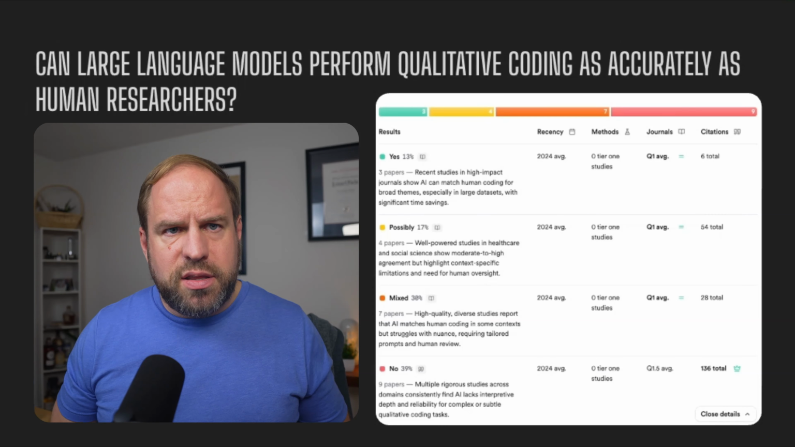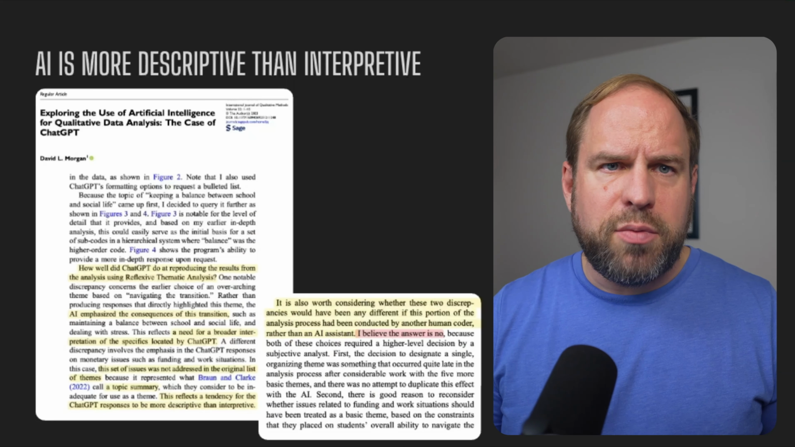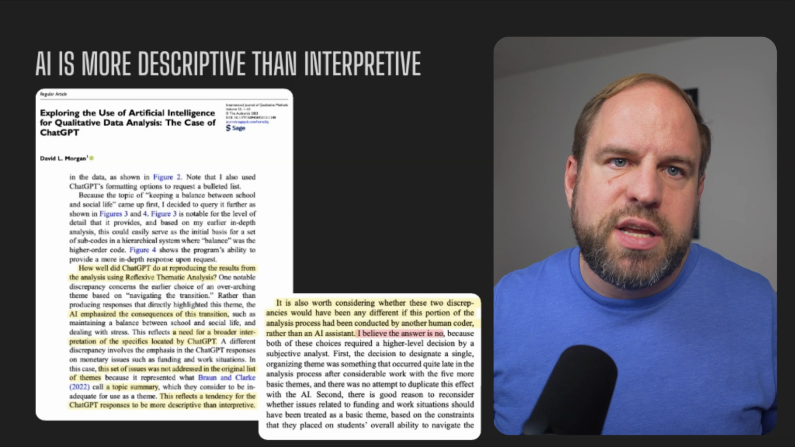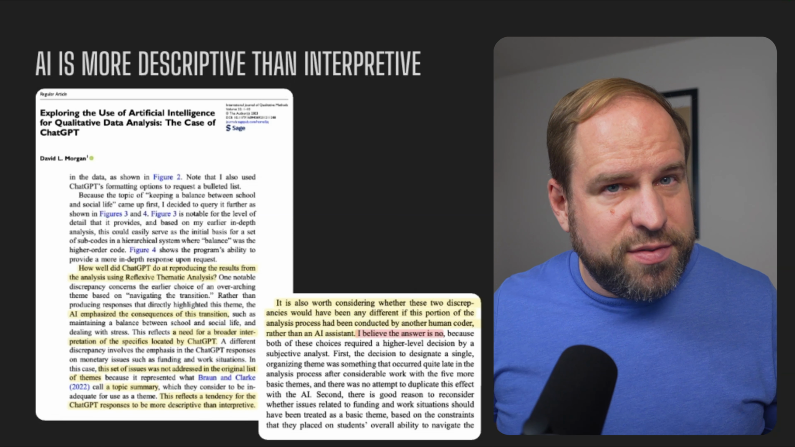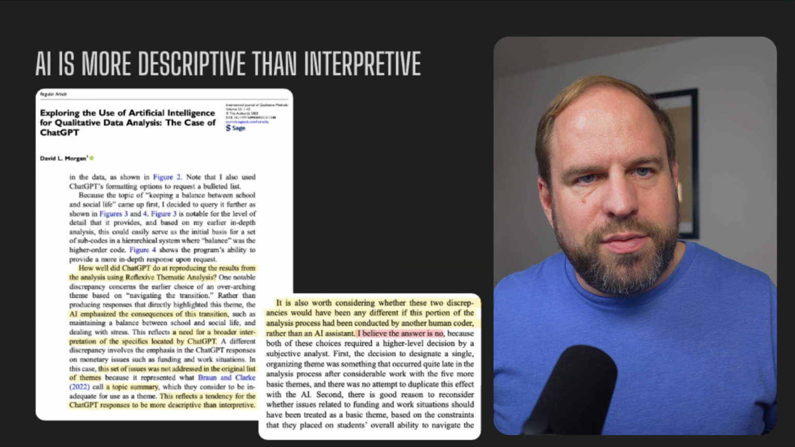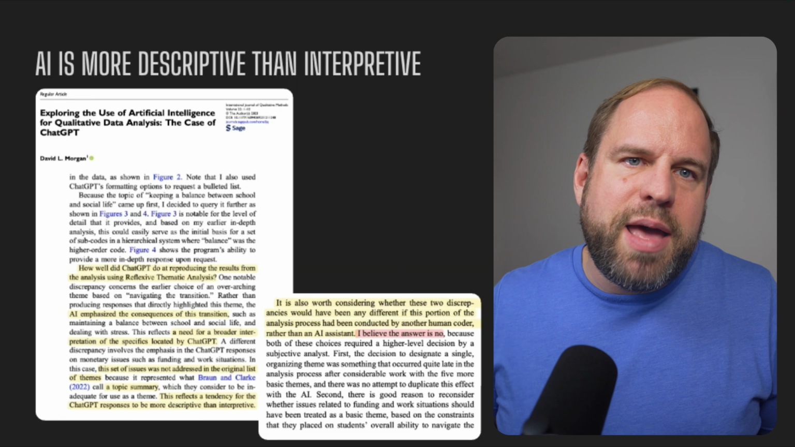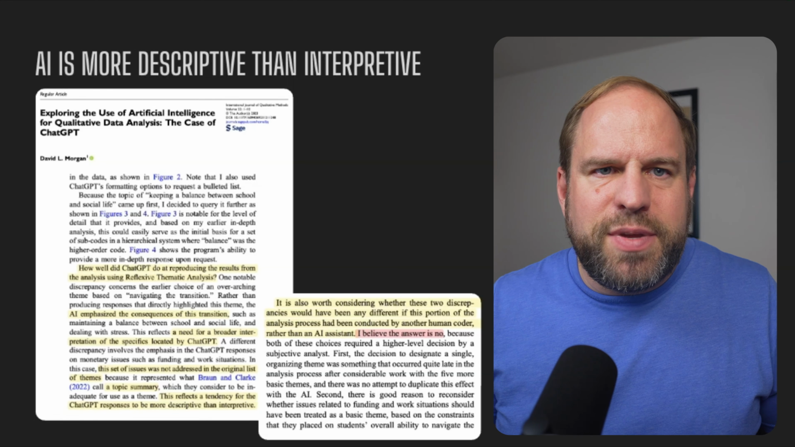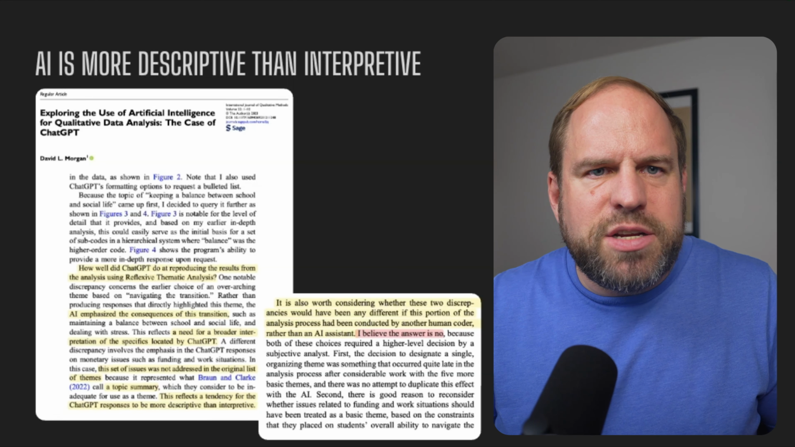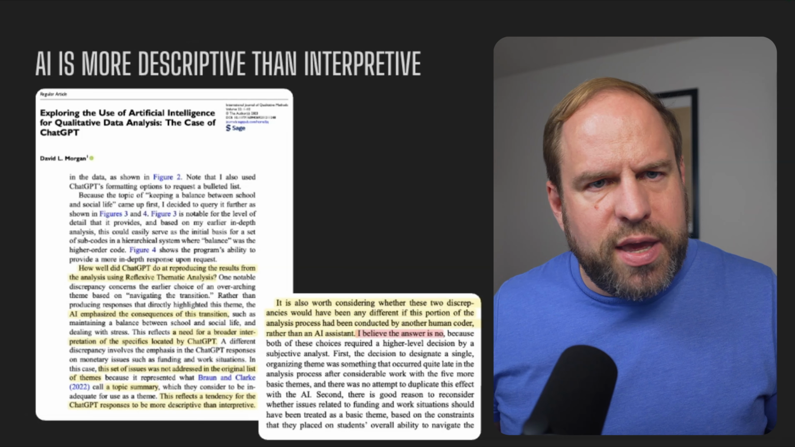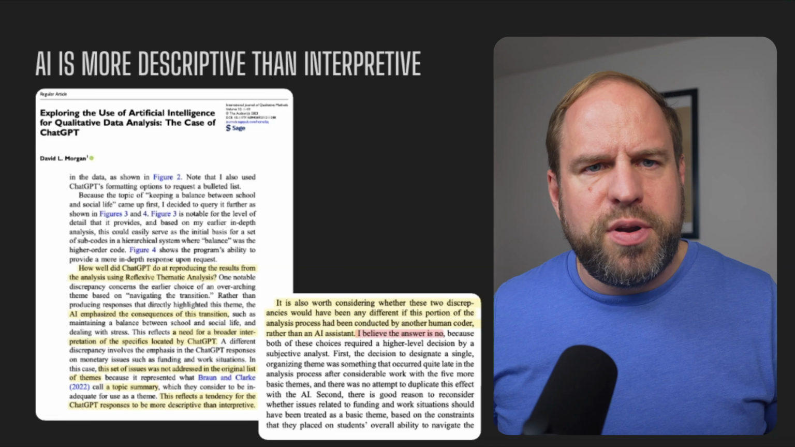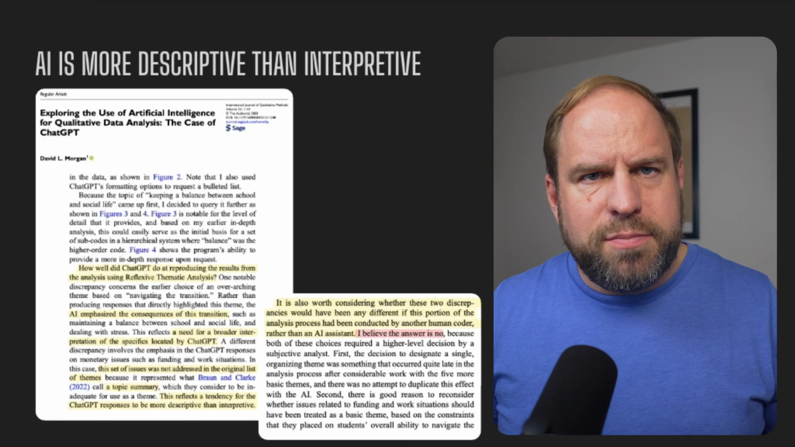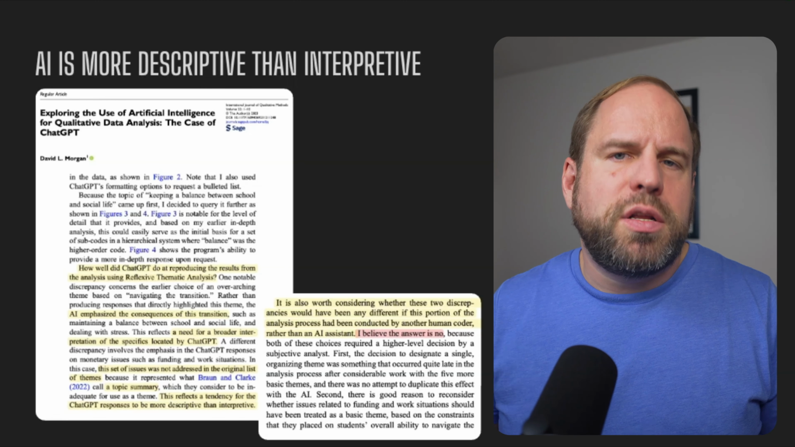And this is an interesting study that I picked out from Morgan that was looking at how well ChatGPT did at reproducing the results from an analysis using reflexive thematic analysis. What they found is basically that AI emphasized the consequences, but that they needed a broader interpretation of the specifics that were located. So they weren't really good at interpreting things. They were really good at the topic summaries, summarizing things and being descriptive, but they were not so good at interpretive.